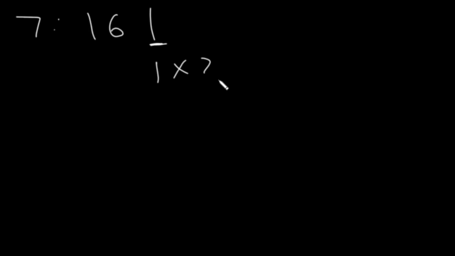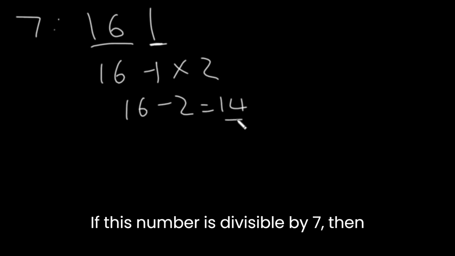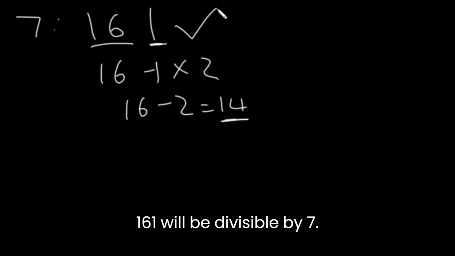The divisibility trick for 7 is slightly trickier than all the other ones. Let's say we have 161. What we're going to do is take the last digit and multiply it by 2. We're going to subtract this from the rest of the number. 16 minus 2 is 14. If this number is divisible by 7, then the number will be divisible by 7. So 161 will be divisible by 7.